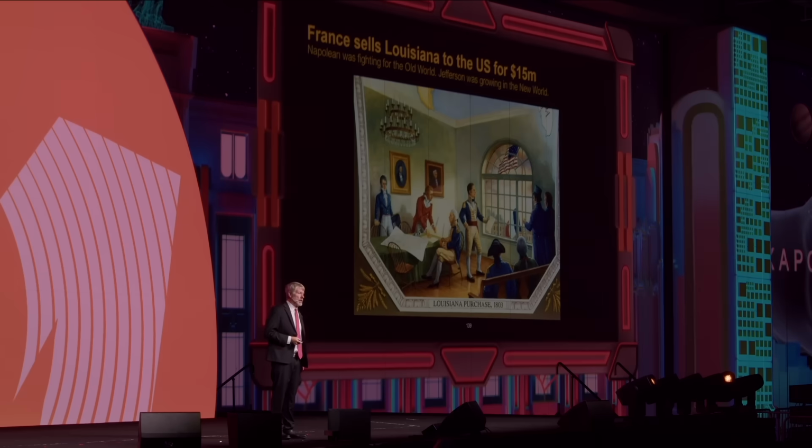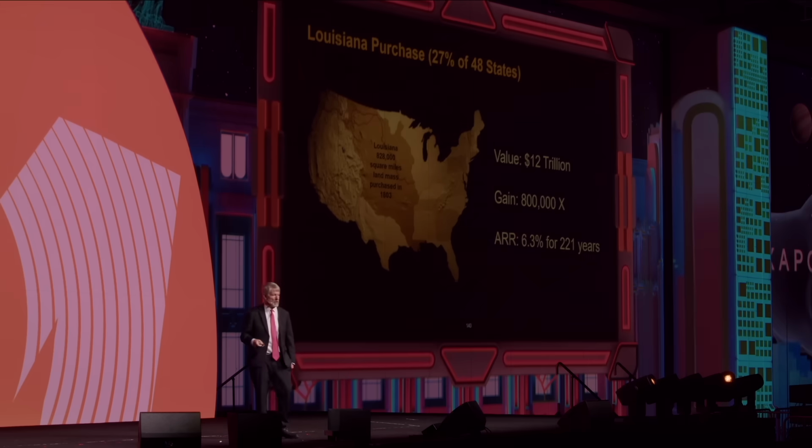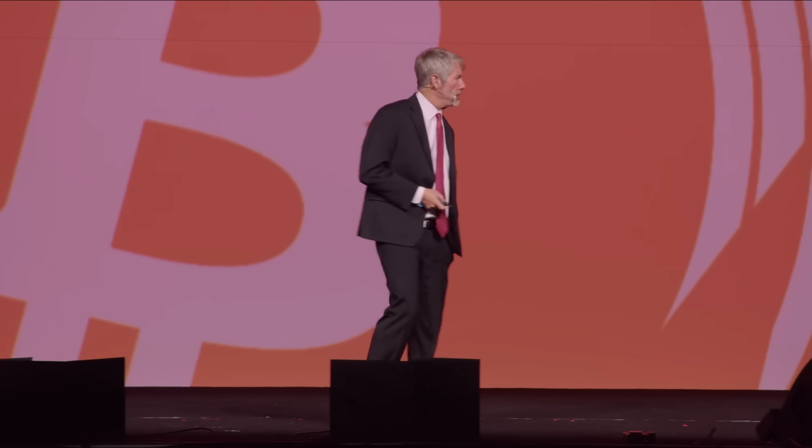Napoleon wanted to gallivant across the old world, and Jefferson wanted to expand in the new world. So France sells Louisiana to the U.S. for $15 million in 1803. The $15 million probably lasted a few months fueling the French army. It's gone. Jefferson got that. He got 27% of the United States. It's an 800,000x return. Worth 12 trillion or more. It'll be worth more. Jefferson had some vision, as did this man.